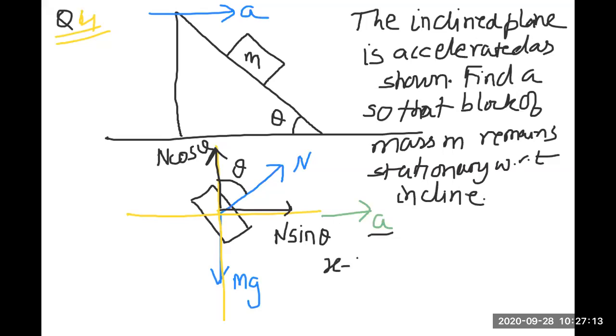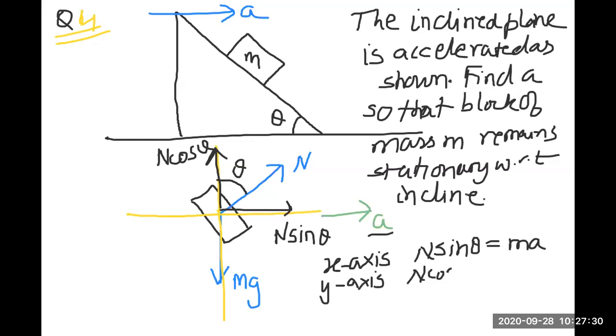So along the x-axis, the equation of motion that we will write is N sin theta is equal to ma. Along the y-axis, there is no acceleration. Therefore, the equation of motion that we will write is N cos theta minus mg is equal to 0, which we can write as N cos theta is equal to mg. So let this be equation number 1, let this be equation number 2.